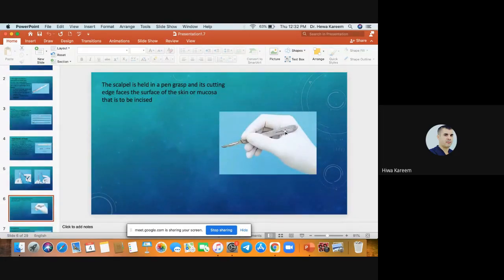This is the correct position during the incision, like a pen. How do you grasp a pen? The scalpel is held in a pen grasp, and the cutting edge faces the surface of the skin or mucosa to be incised. Similar to how you grasp a pen, you grasp the blade holder.